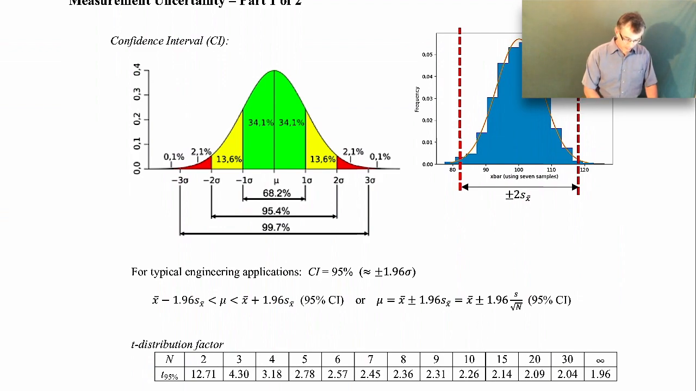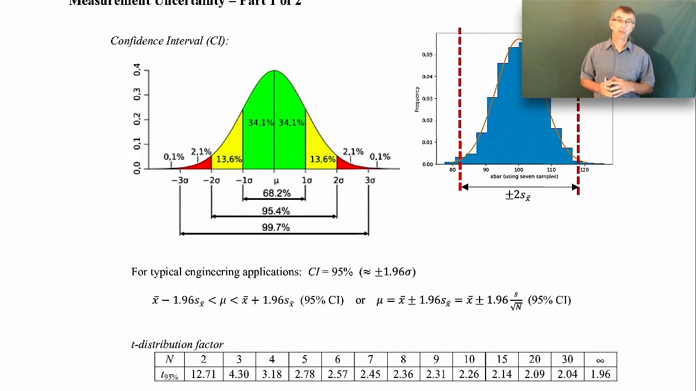So let's go back to our picture of the normal distribution that looked like this. Remember, 68.2% of our measurements are within plus or minus 1 standard deviation, and so on and so forth. Well, in engineering, we typically like to say that when we report a measurement with some uncertainty, we want to be about 95% certain our true value lies within the stated range.